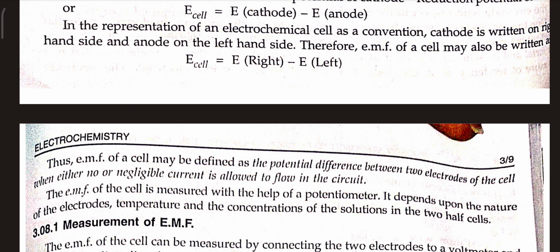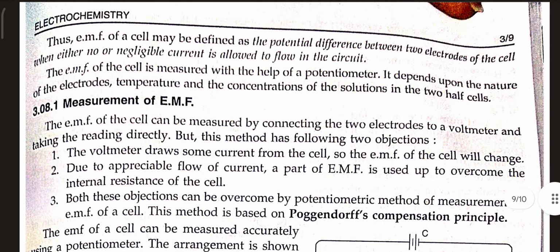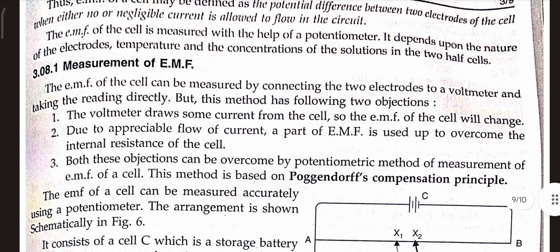Thus, EMF of a cell can be defined as the potential difference between two electrodes of the cell when either no or negligible current is allowed to flow in the circuit. The EMF of a cell is measured with the help of a potentiometer. It depends upon the nature of electrodes, temperature and concentration of solution in the two half cells.